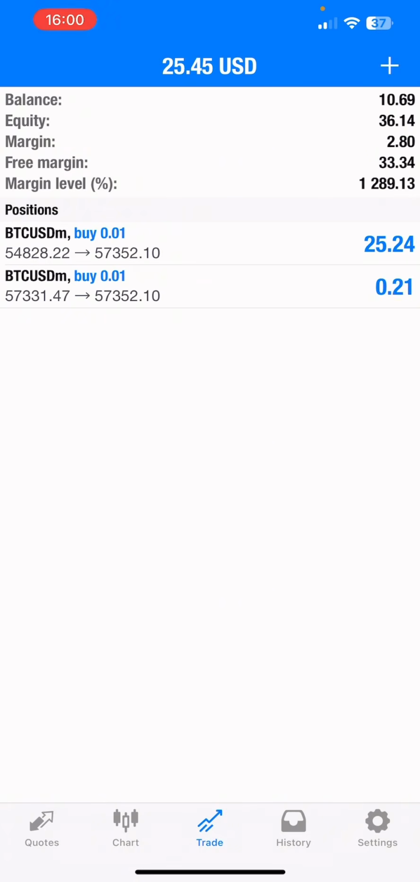The second thing which you want to do is avoid trading volatile pairs. What are these volatile pairs, and which are the best pairs for beginners to trade? I will do an upcoming tutorial.